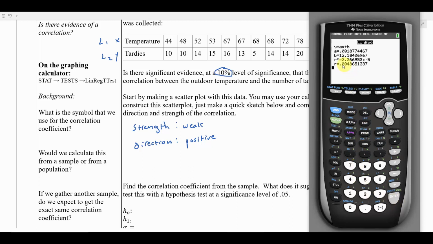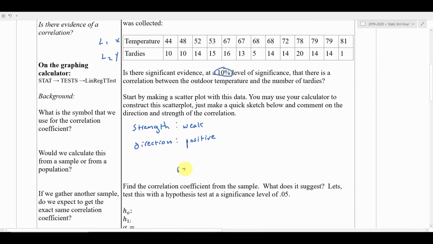So now we have our R value, and it's 0.004. I'm just going to write that down here. So R equals 0.004. So this is a number that's very close to 0. And if you remember from yesterday's notes, if we do have a correlation coefficient that's very close to 0, it would suggest that there is no correlation between these two variables.